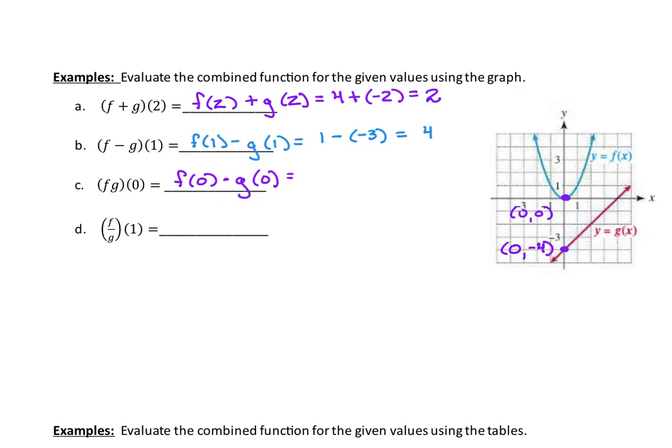The 0 inside of our parentheses represents the x values. And so for the y values, we have 0 and negative 4. And these are the numbers that we want to multiply. We get 0 times negative 4, and this is equal to 0.